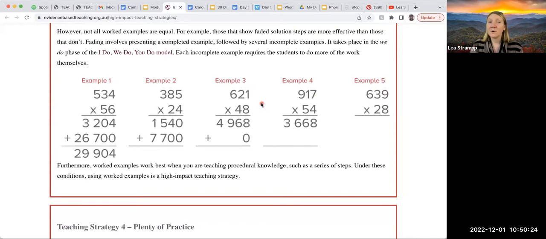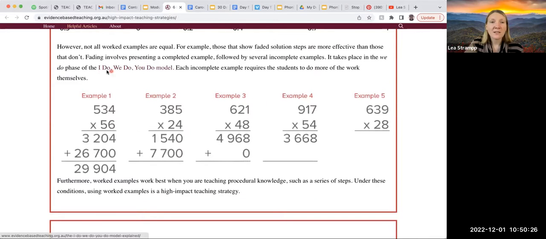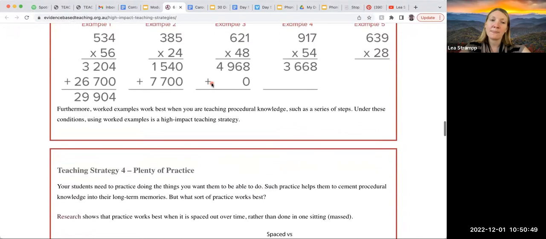I think also this goes along with, actually it says right here, the I do, we do, you do model, kind of gradually releasing the responsibility by doing a few examples on the board, maybe having a few students work together, and then putting those on the board and then moving into individual work. That way students get more practice, they get to see it, they get to try it, and then they get to master it on their own.